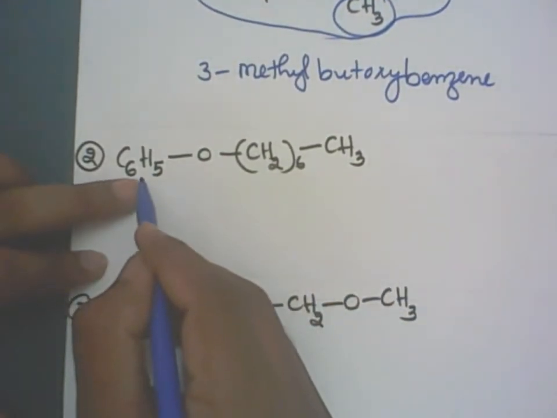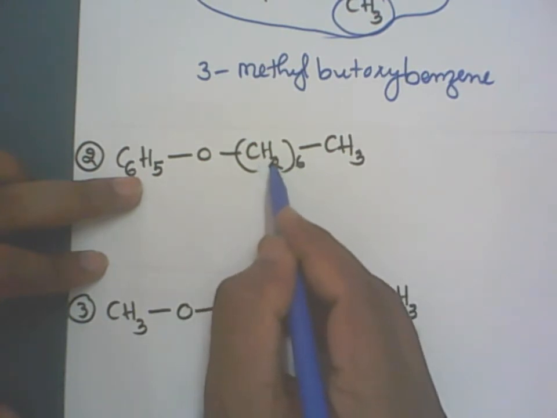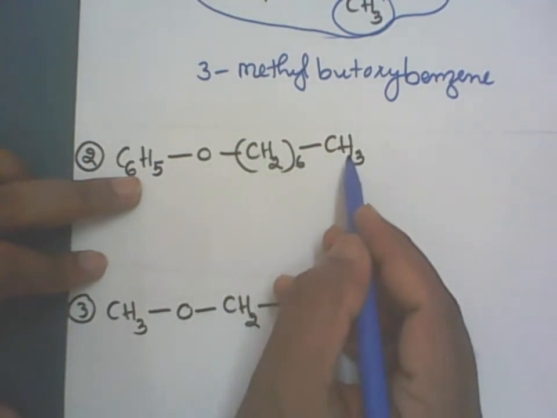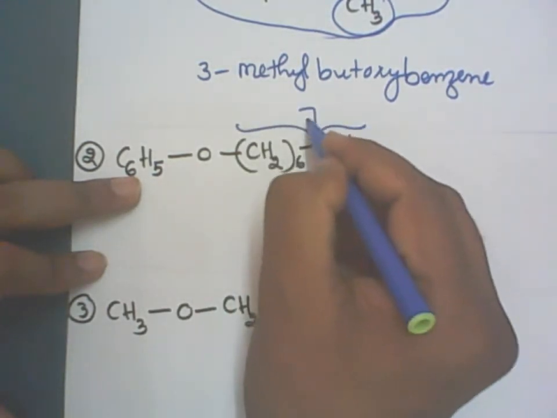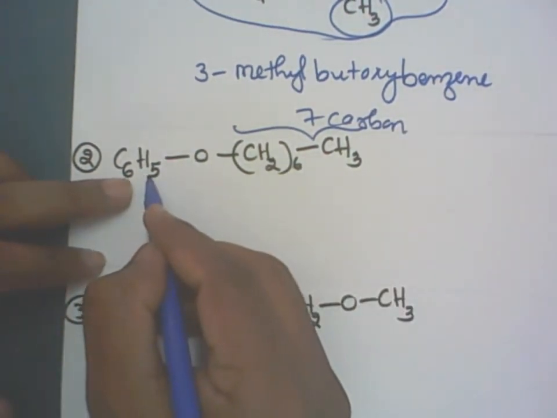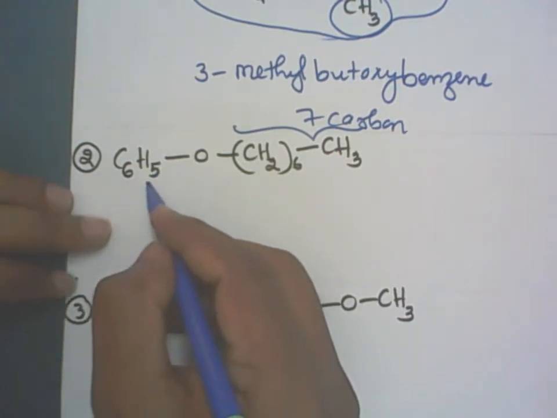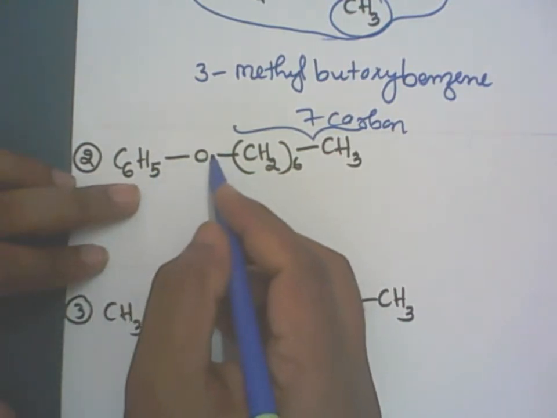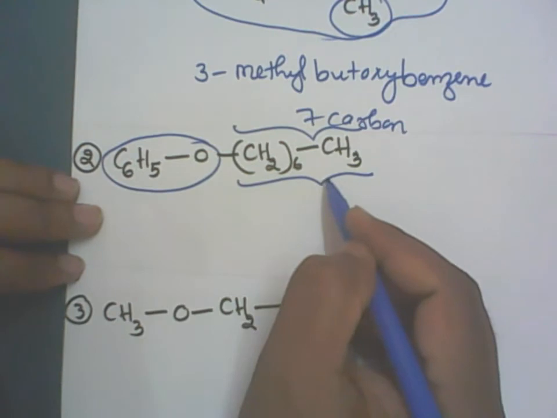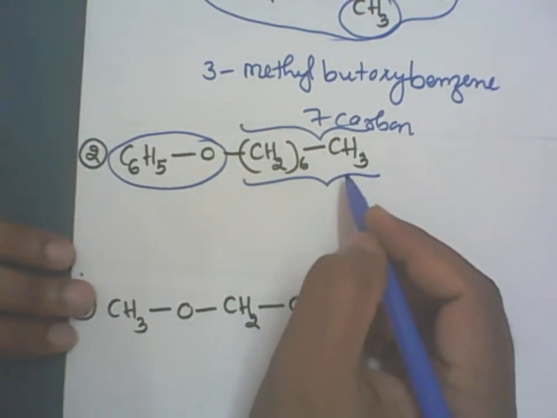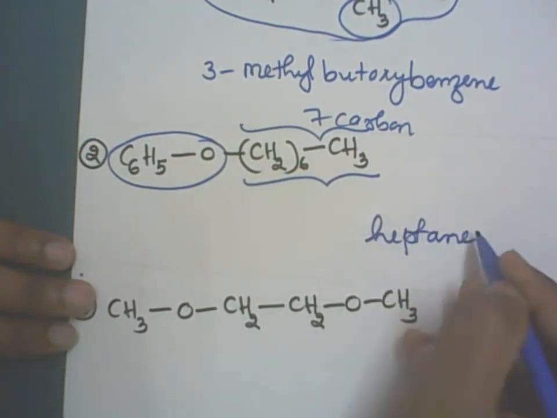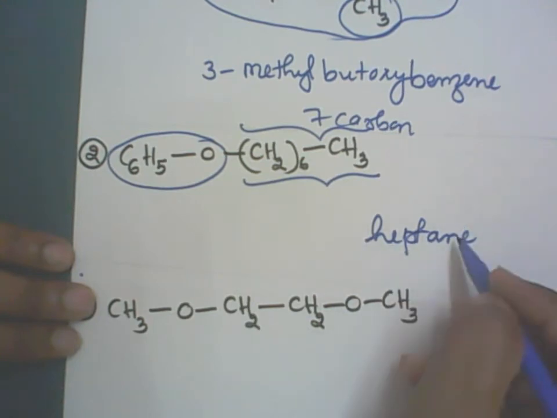Here there are 6 carbon atoms. If we count here, CH2 repeated 6 times, plus 1 carbon atom, 7. Altogether 7 carbon atoms are there here. How many carbon atoms are there here? 6. So the smaller number of carbon atoms always goes with the oxygen. This is a lengthy chain, and the lengthy chain should be called the alkane. Altogether 7 carbon atoms, so it ends with heptane. Now, which heptane is it?